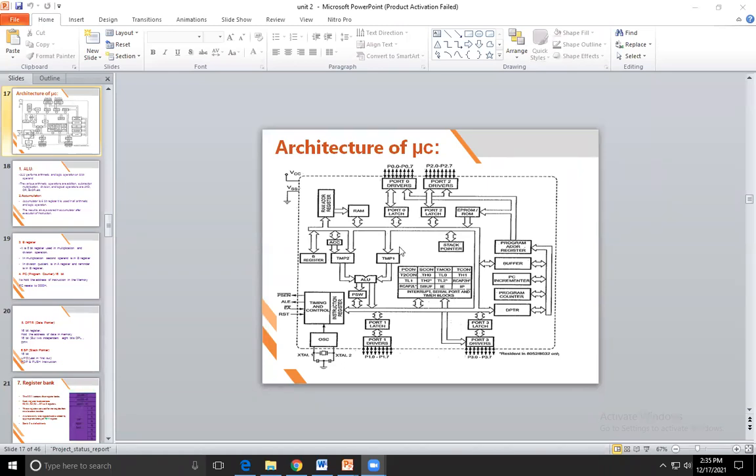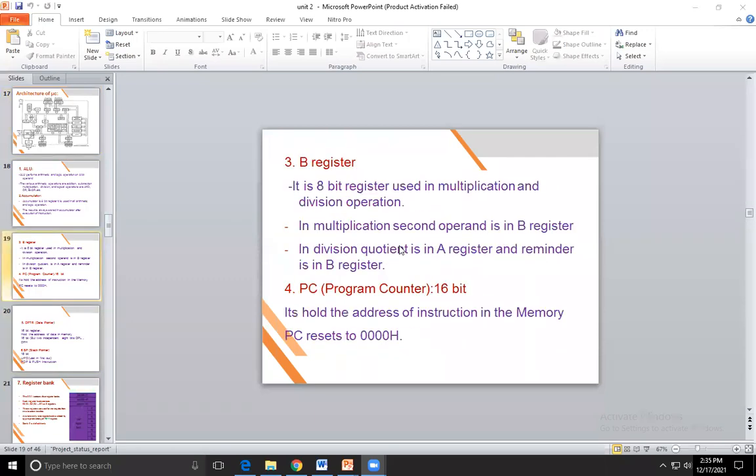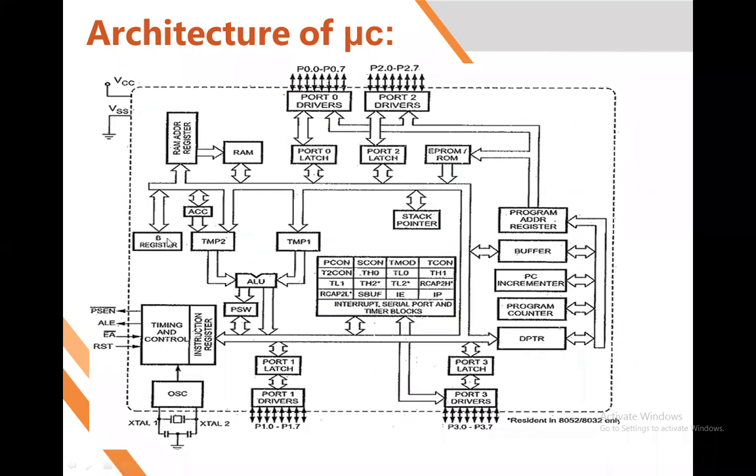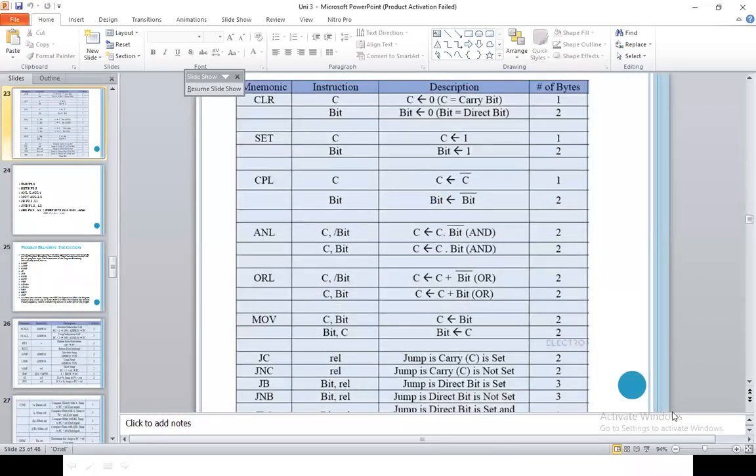In that architecture, there is no register C. We have only two registers, A and B, because the A and B registers are used for multiplication and division purposes. So there is no register C. What is meant by the C? So just go to the instruction set. Here is the instruction set.